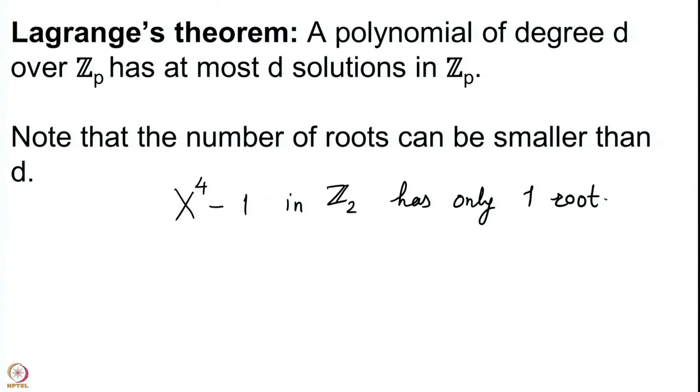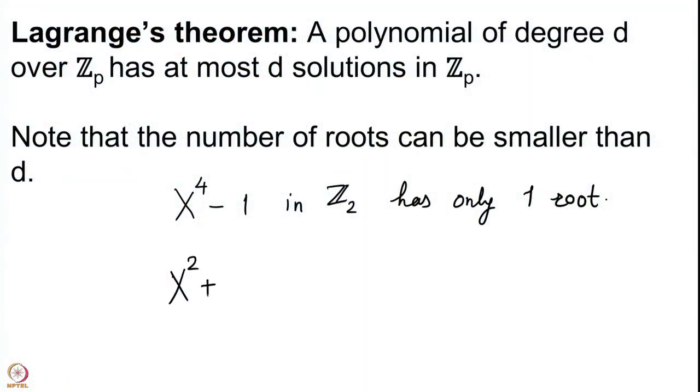But here you may say that Z_2 actually has only two elements, 0 and 1. 0 to the 4 is 0 and 1 to the 4 is 1. So the fact that you have only one root, which is smaller than 4, is not very striking, because Z_2 alone has elements which are fewer than 4. So if you are looking at a polynomial of degree D, with the degree being bigger than p, then it should not be surprising that the number of roots is smaller than D. So I should give you an example where the prime p is bigger than the degree and yet we have a smaller number of roots. So we will look at x squared plus 1 in, let us say, Z_7. It has no roots.